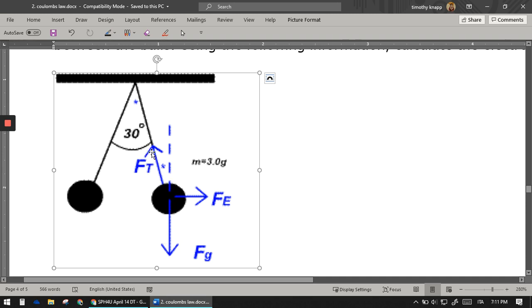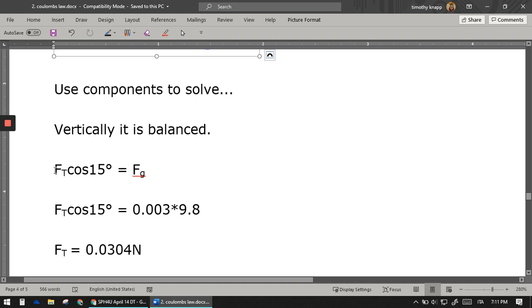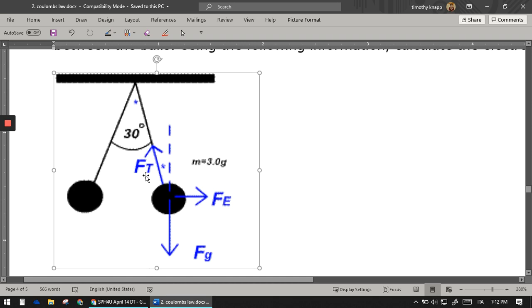So if that's the case, its left and right forces are balanced, and its up-down forces are balanced. So basically, what you can say is that the force of tension in the y direction is equal to gravity, and the force of tension in the x direction is equal to the force electric. And the force electric is due to the fact that these 2 balls have a charge. All right, so using the components to solve: vertically it's balanced. So therefore the force of tension times cosine of 15 is equal to the force of gravity. This is 15 degrees because you split the angle in half.